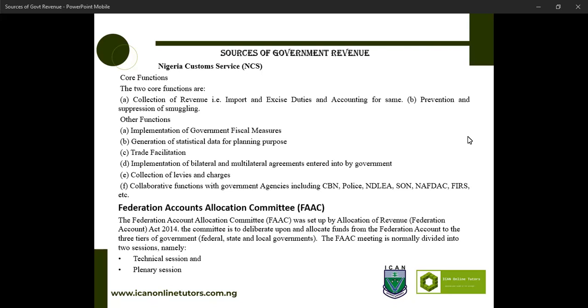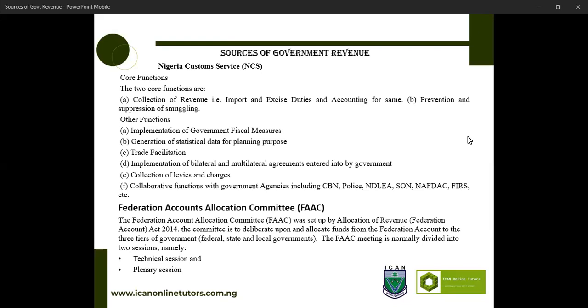So for any contraband goods, it is the function of the NCS to seize such goods and ensure that this type of goods will not be brought into the country or taken out of the country, for the benefit of the government of this country.